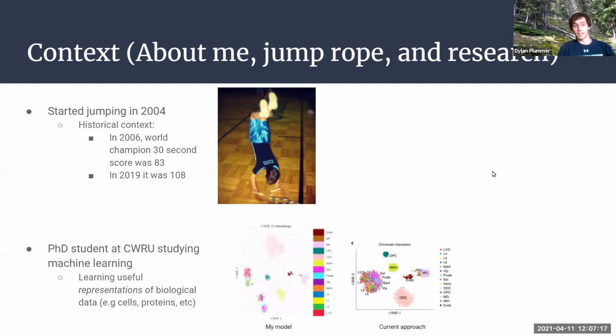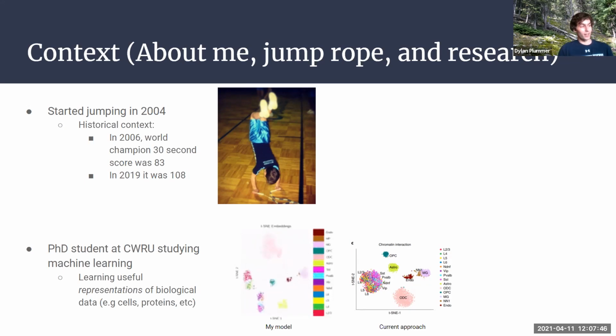So just some quick context about me, about jump rope history, and about my research. So I started jumping back in 2004. To put that into historical jump rope context in terms of speed, I looked at the results from the 06 FISAC championships, and the world champion 30-second speed score was in the 80s. Compare that to Norway, where it was 108. There's been a clear increase in the speediness of jumpers in the past decade or so.